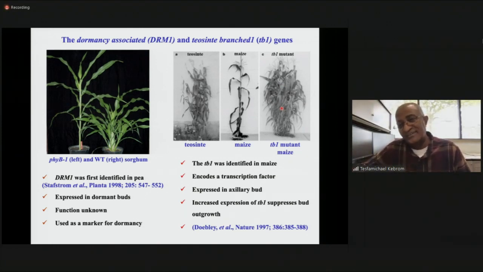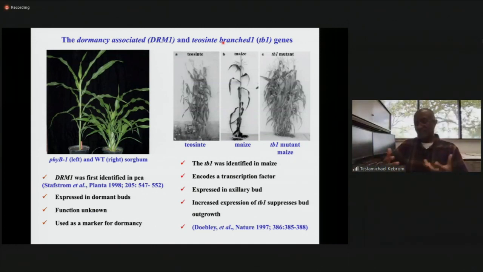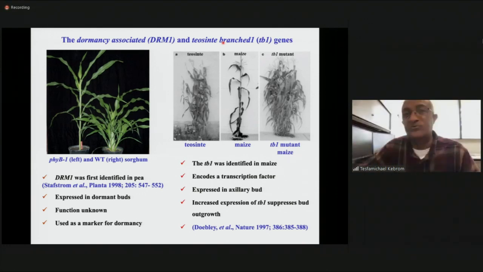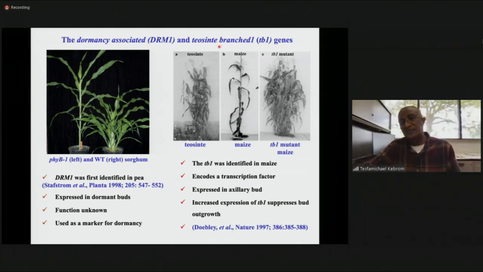So when I started my PhD, I hypothesized that maybe shade signals, or phytochrome B, control shoot branching through inactivating this gene in sorghum, because genes are conserved in different species. They exist in almost all plant species. So TB1 is now known to function in almost any plant species studied to date.